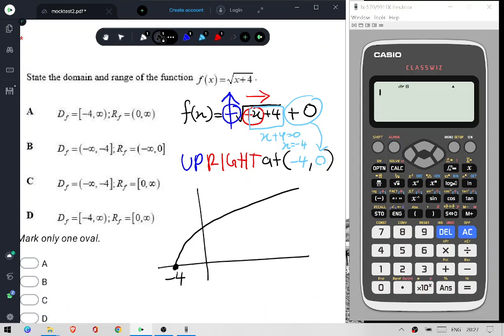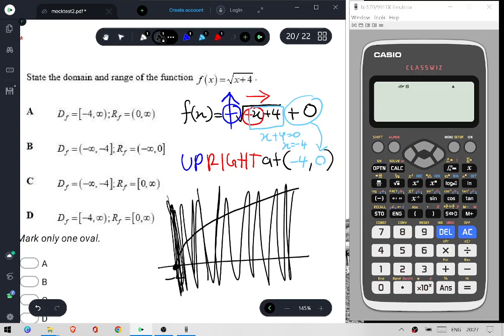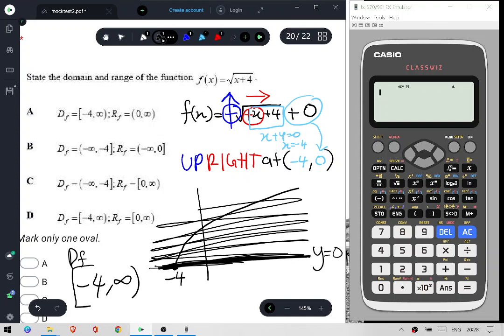So what is the domain? The domain is the values of x that hit the function. It starts at minus 4 and goes to infinity. Infinity is always open, and minus 4 is included. Now, what is the range? Range is the values of y that the function hits. The function first hits here, where y equals 0, until upwards to infinity. So 0 to infinity, closed at 0 and open at infinity.